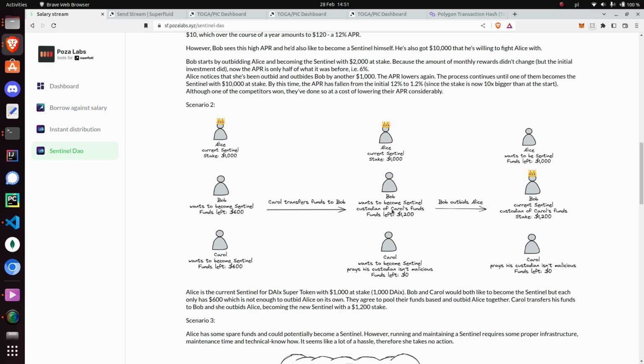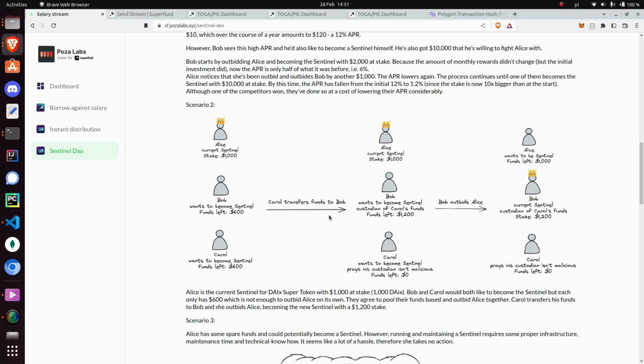And now Bob is sort of a custodian for Carol, and he's got $1,200. So now he's able to outbid Alice. But also, Carol doesn't really have any control over his money.